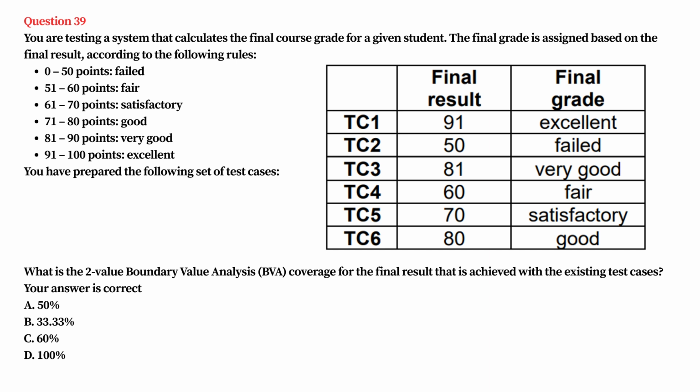There are 12 boundary values for the final result values: 0, 50, 51, 60, 61, 70, 71, 80, 81, 90, 91, and 100. The test cases cover 6 of them: TC1, 91, TC2, 50, TC3, 81, TC4, 60, TC5, 70, and TC7, 51. Therefore, the test cases cover 6/12 equals 50%.